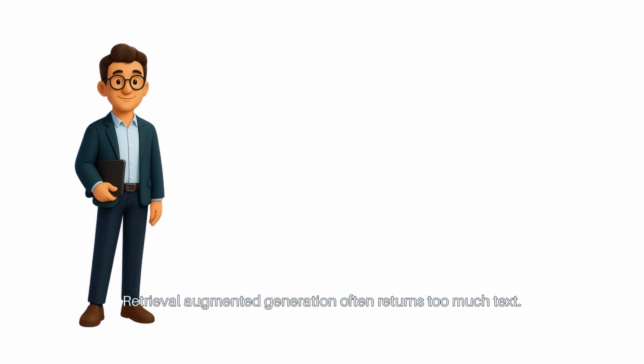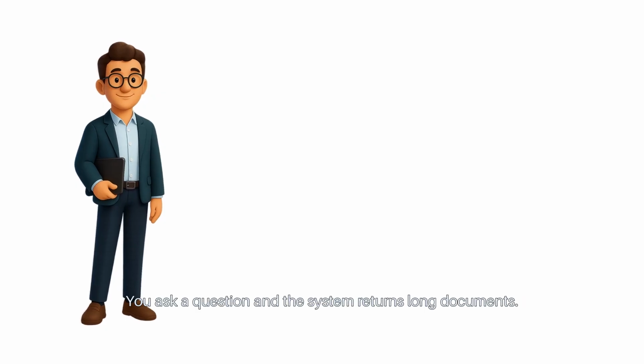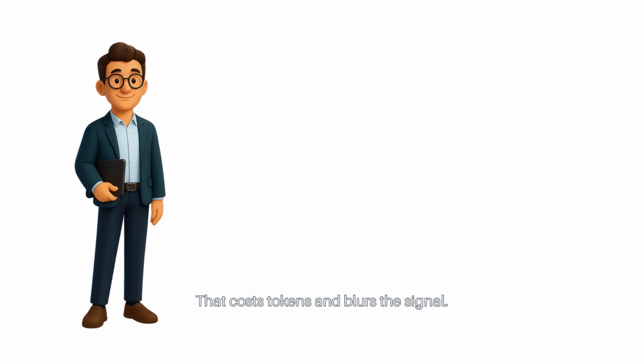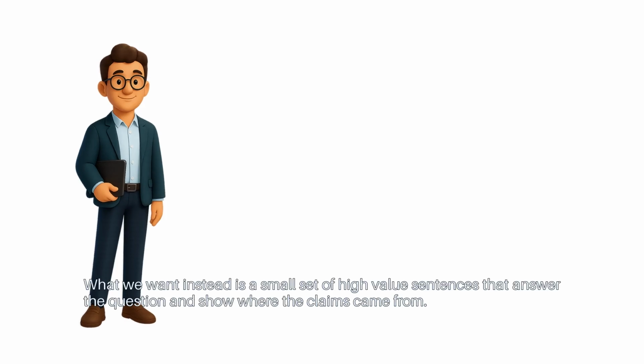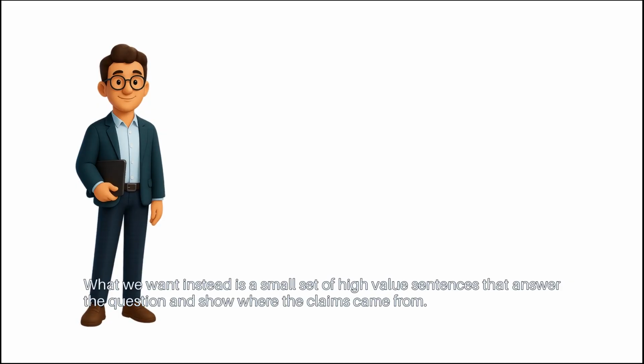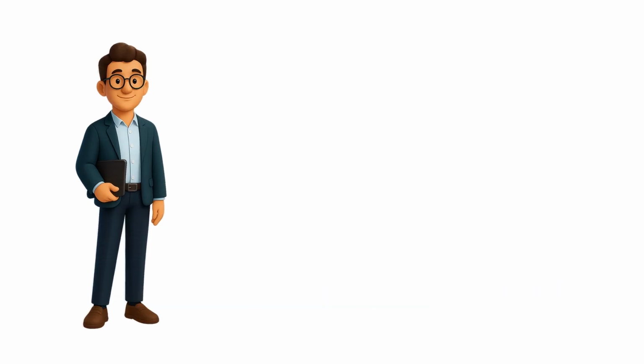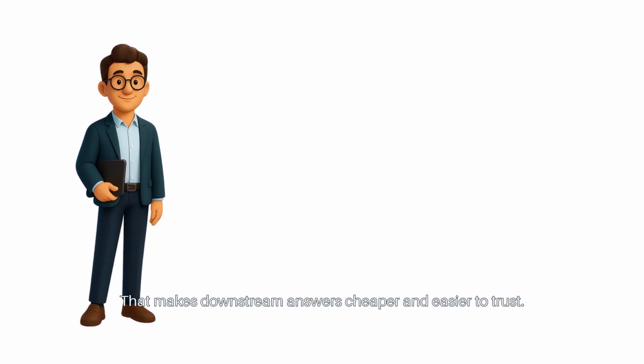Retrieval augmented generation often returns too much text. You ask a question, and the system returns long documents. That costs tokens and blurs the signal. What we want instead is a small set of high-value sentences that answer the question and show where the claims came from. That makes downstream answers cheaper and easier to trust.